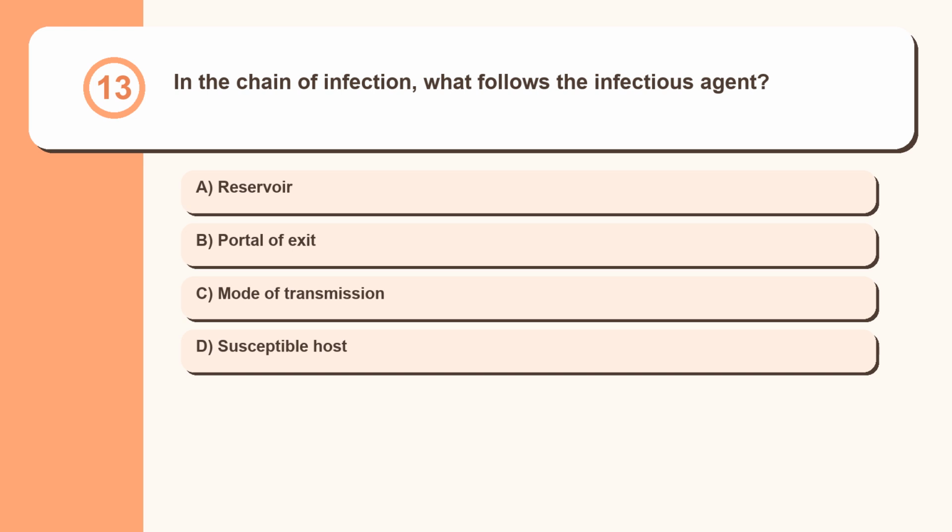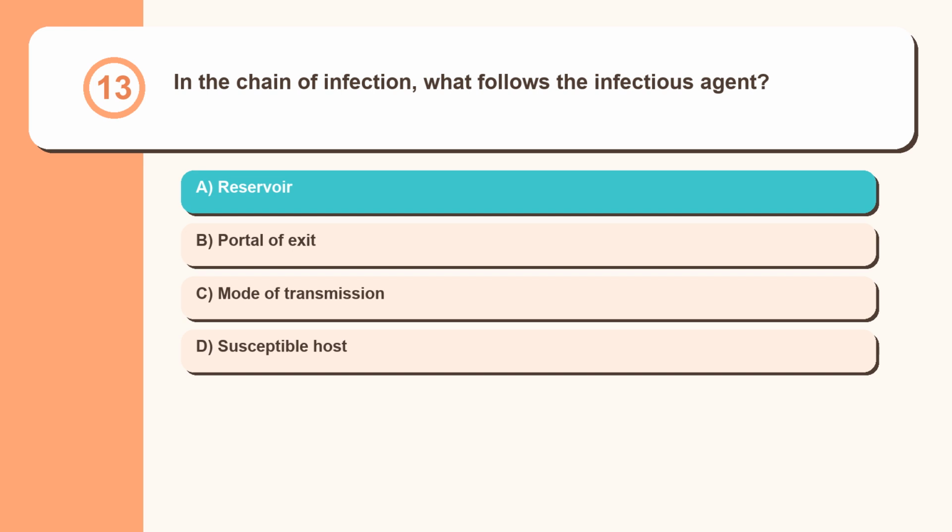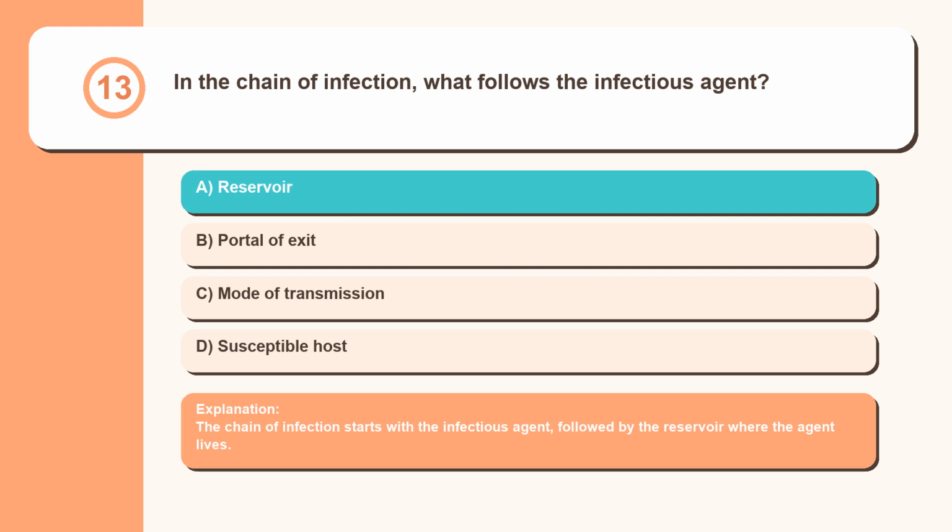Question 13. In the chain of infection, what follows the infectious agent? Reservoir, portal of exit, mode of transmission, susceptible host. The chain of infection starts with the infectious agent, followed by the reservoir where the agent lives.